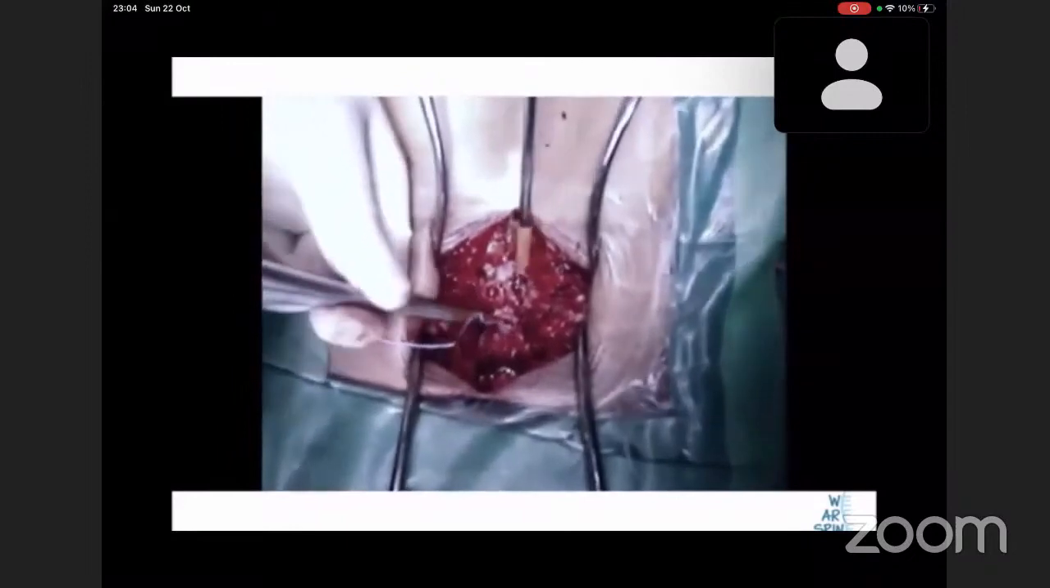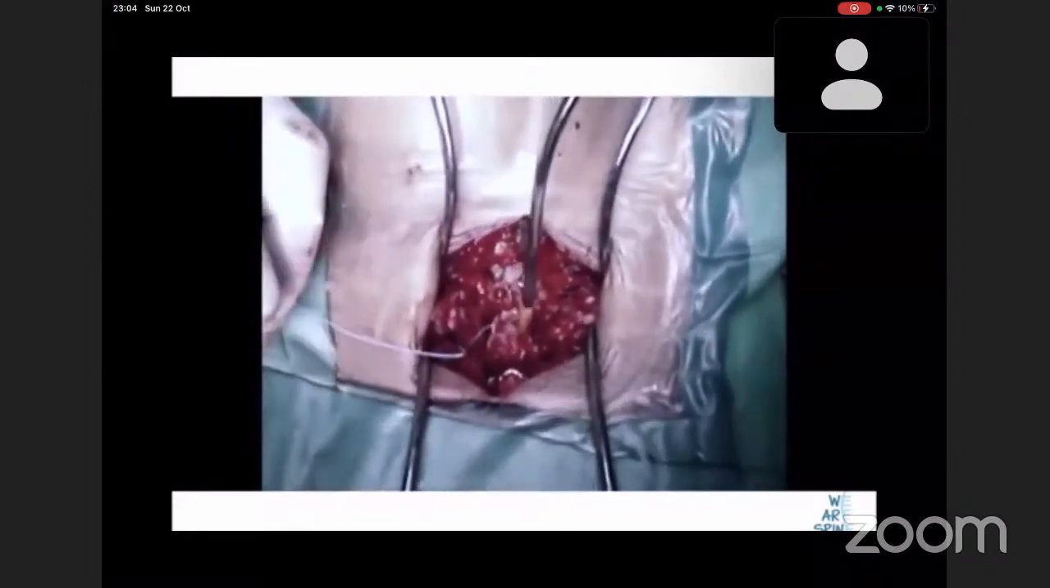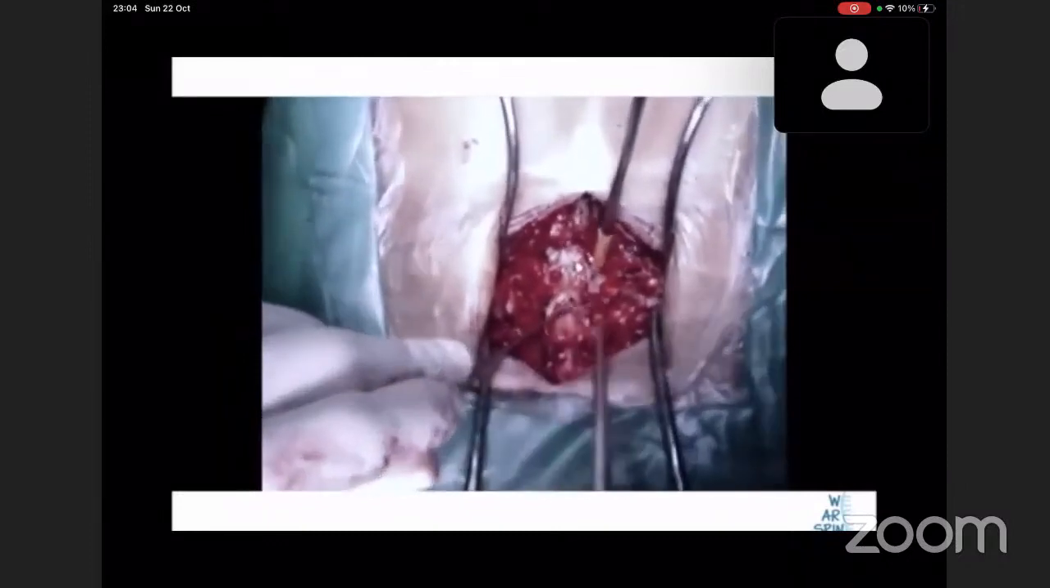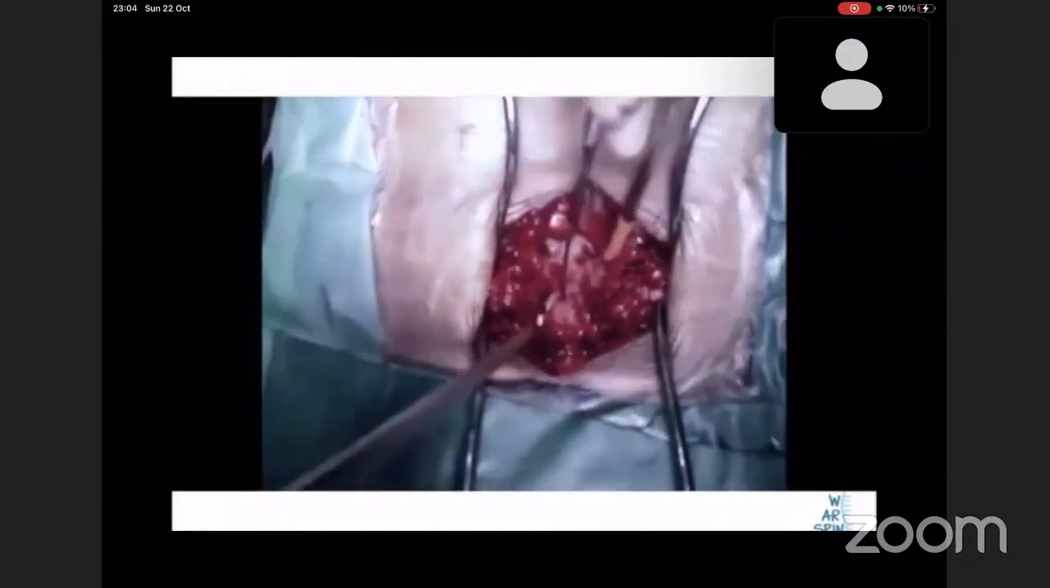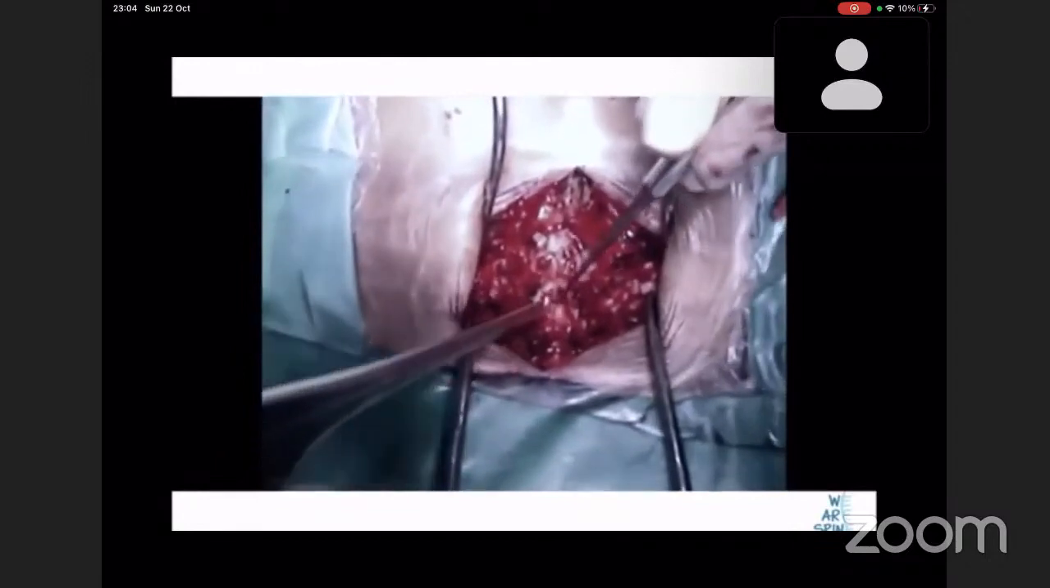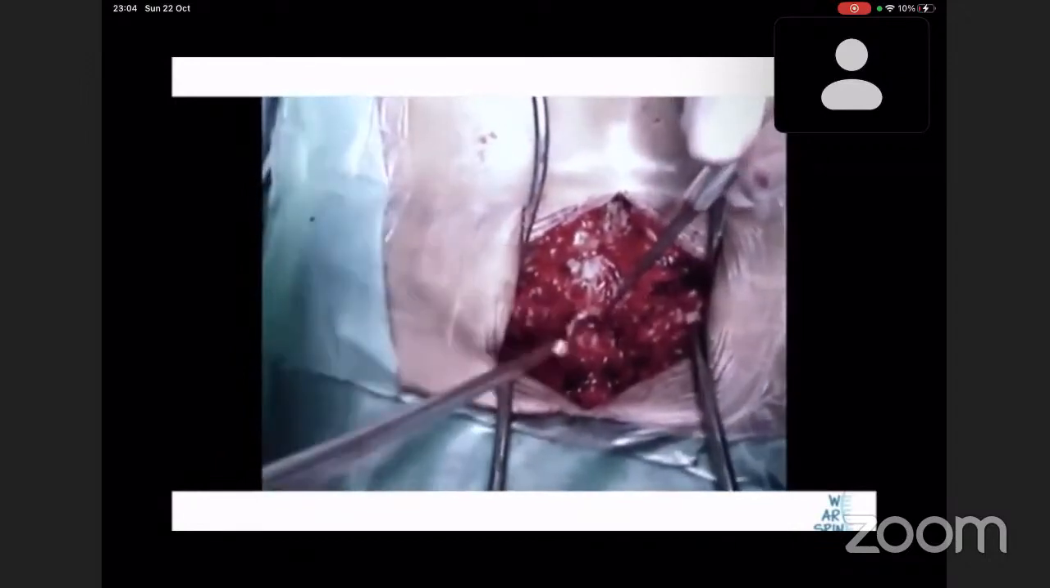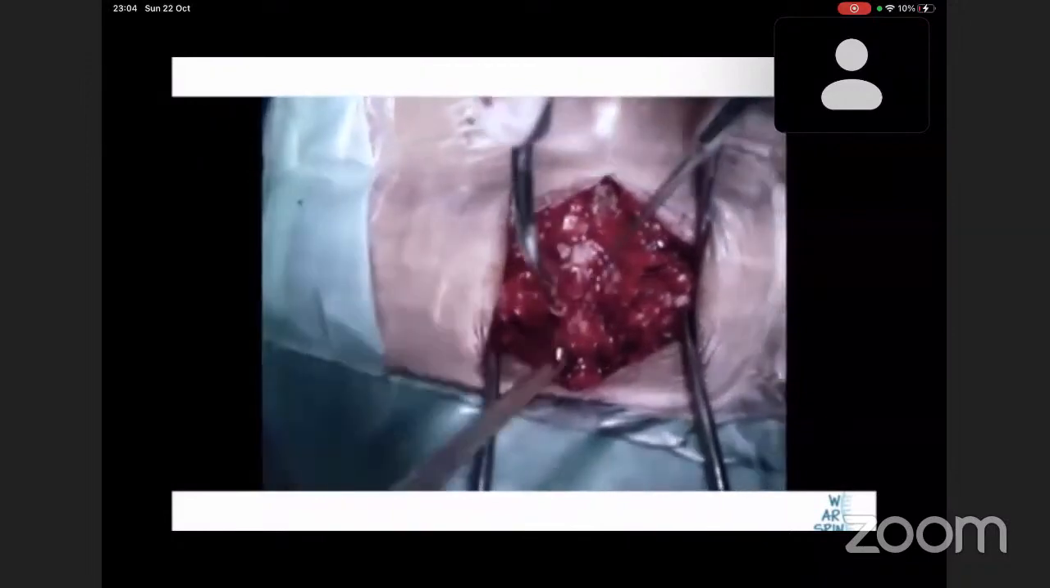The suction is another tool that can sometimes cause dural injuries, especially if the end is rough. So you can cover it with the help of an Indian rubber catheter and prevent dural injuries because of that. A Penfield or a dura retractor also helps in creating a plane in between the lamina and the dura.